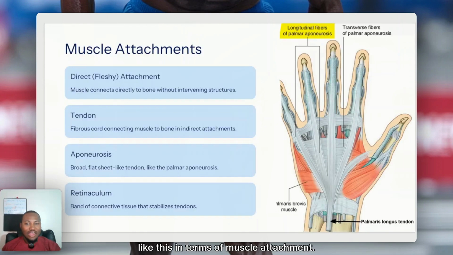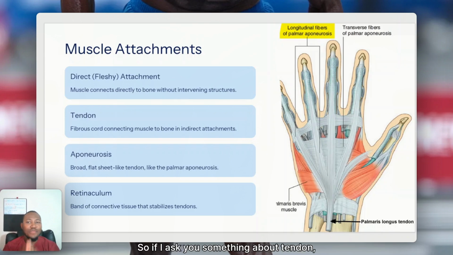In terms of muscle attachment, some muscles just attach directly to bone without any structure. They don't need help. They are good by themselves, like the cream de la cream muscles. That's what I always call them. Now, there are some muscles that need something to connect them to bones. That's an indirect attachment. They need something like a tendon. So a tendon is a fibrous cord that connects a muscle to bone. All right? That's an indirect attachment.